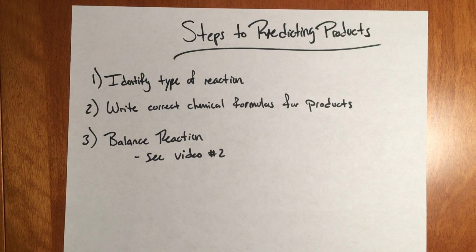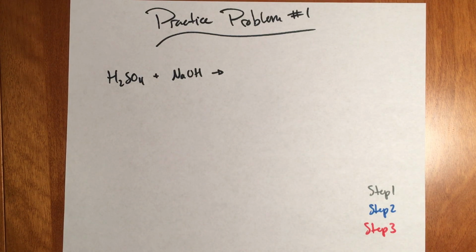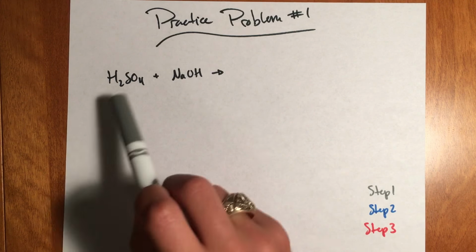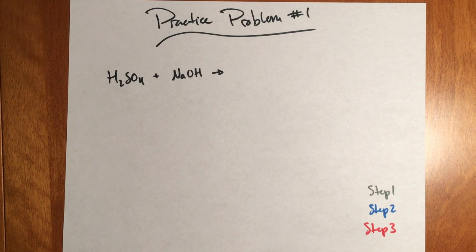Steps to predicting products. First, you have to identify the reaction and the type of reaction. Then write correct chemical formulas for the products. Okay, let's jump into some practice problems. In this reaction, we've got sulfuric acid plus sodium hydroxide that forms something. First thing we need to do is figure out the type of reaction.